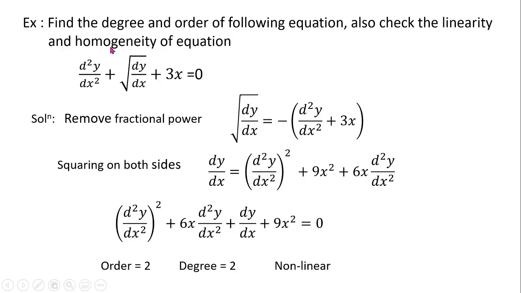And the last, homogeneity. In this first term, the dependent variable's derivative is present. Here also the dependent variable's derivative is present. Here the dependent variable y's derivative is present. But here the dependent variable or its derivative is absent. Therefore, this is a non-homogeneous or inhomogeneous equation. In this way, this differential equation has order 2, degree 2, and it is non-linear and non-homogeneous. That's all in this lecture. Thank you.